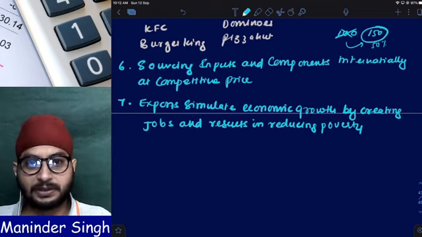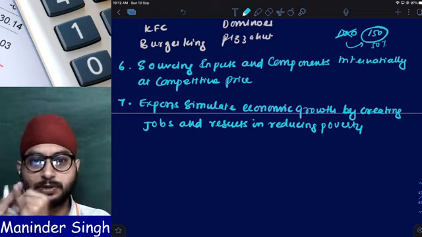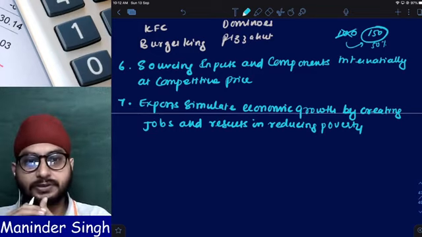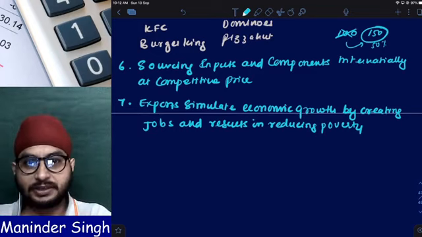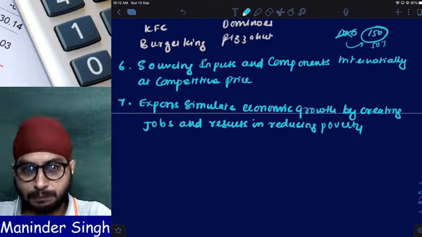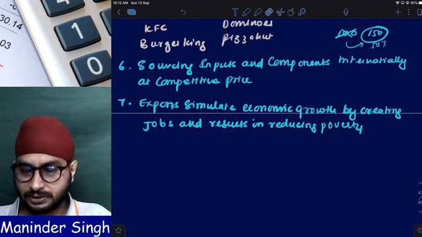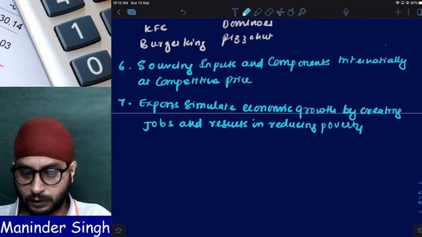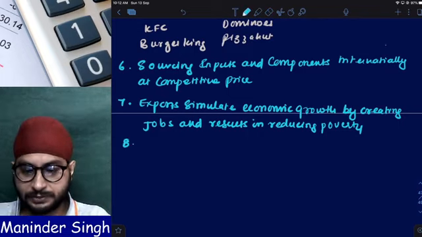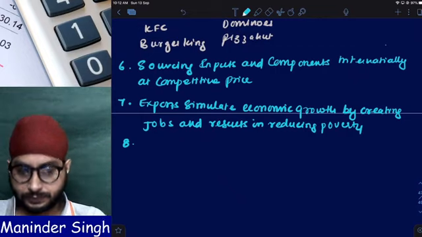In that case, what happens? Since production increases, jobs also increase, poverty will reduce. And when jobs are increasing, the income of a person is increasing, poverty is reducing, and automatically economic growth will also increase. This is one more reason for having international trade. Clear? Next, number two.